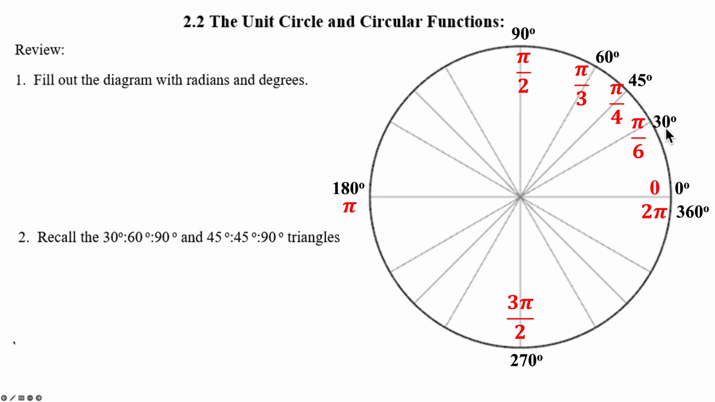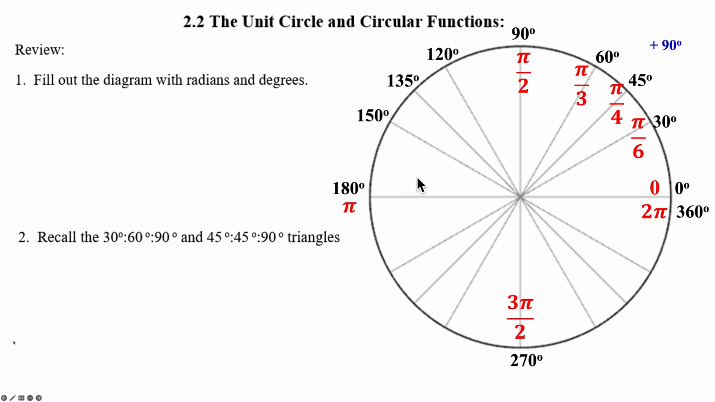So to go to quadrant 2, you add 90 degrees because every quadrant is individually worth 90 degrees. 30 plus 90, 120. 45 plus 90, 135. 60 plus 90, 150. 90 plus 90, there's my 180.